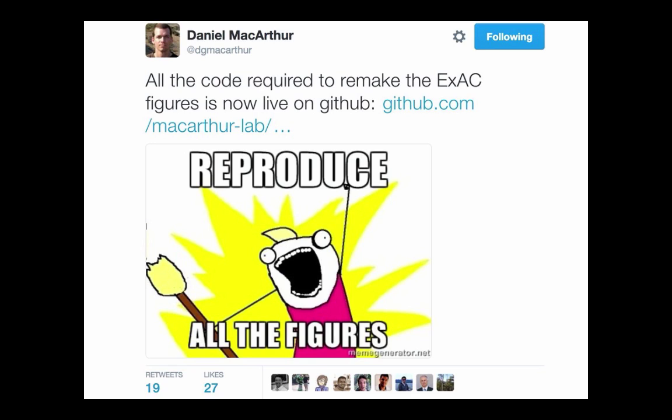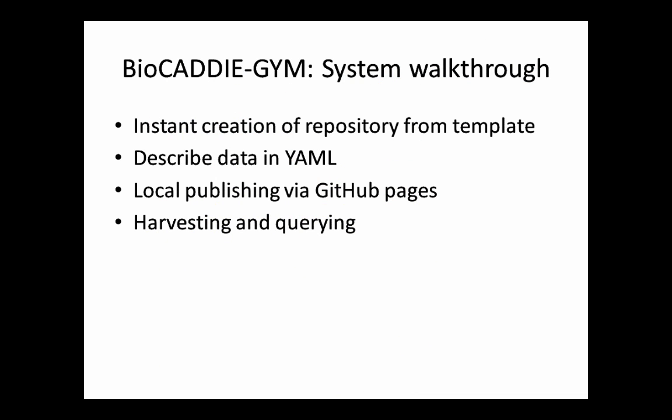And if you're skeptical about the idea of scientists using GitHub, Daniel MacArthur is maybe not your typical scientist, but he had a nice tweet showing how all of the figures from his ExAC paper could be regenerated just by cloning their GitHub repository and running the R scripts in there. So I think this is a nice way of showing how the culture is starting to embrace some of these social coding mechanisms.